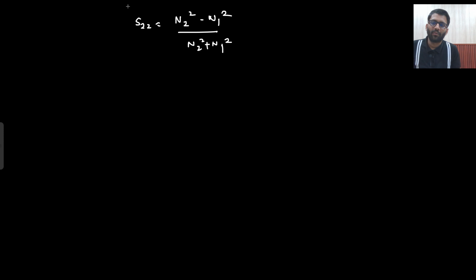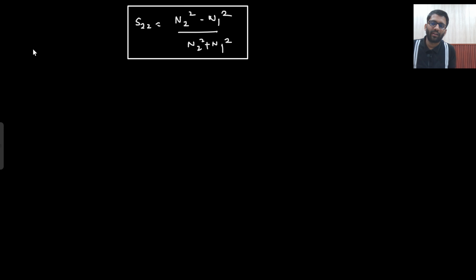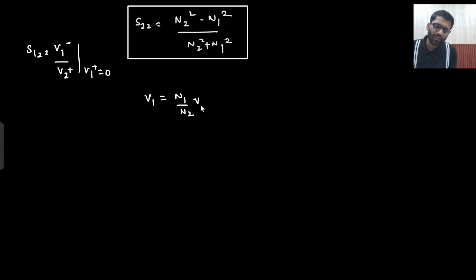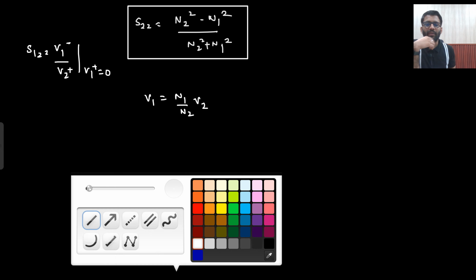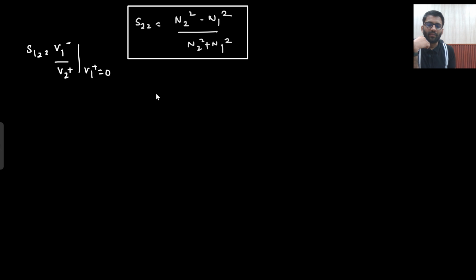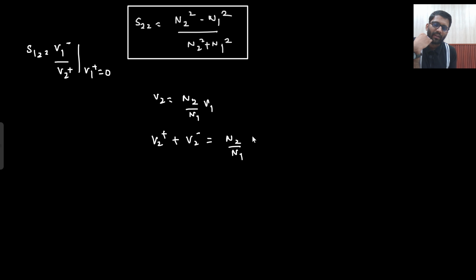Okay, and what else do we know? Now what do I need to find? I need to find S12, which is equal to V1 minus divided by V2 plus, considering V1 plus is equal to 0. So what do I know? V1 by N1 is equal to V2 by N2. So better I write V2 equals N2 by N1 V1. In V2 you have both V2 plus and V2 minus, but in V1 you only have V1 minus, because V1 plus has been kept at 0.